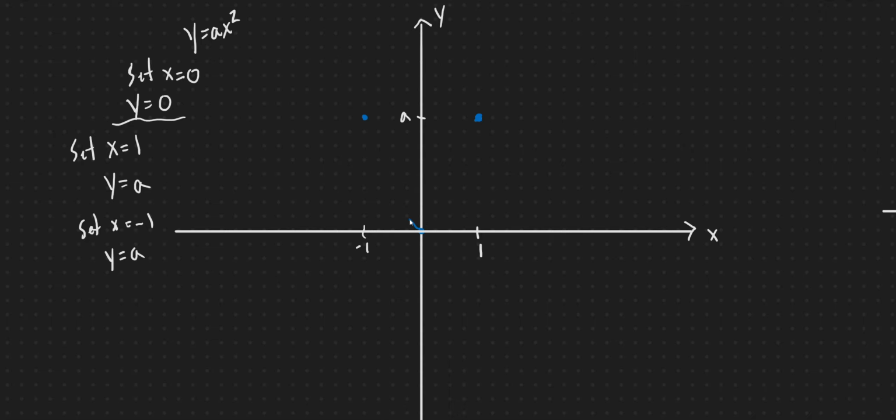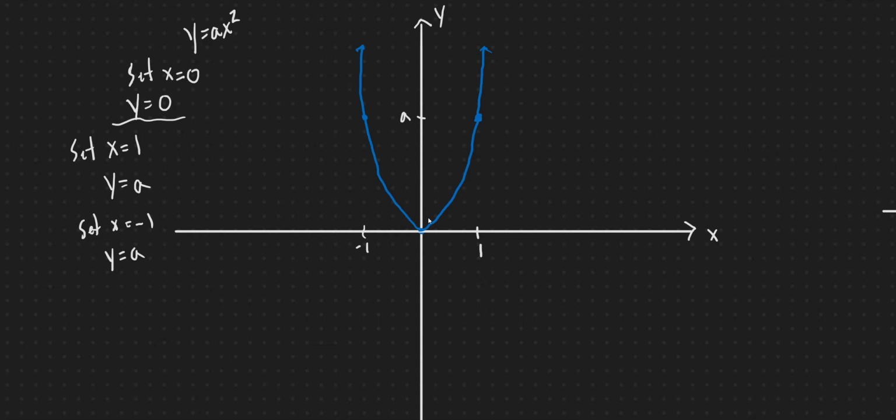Right, I can eyeball the rest of the curve here. It goes up like this, and it opens upward, and it keeps going. For this sort of investigation, setting different x values, I can also think about what if my a were negative? So here I've drawn a as positive, positive values of a.